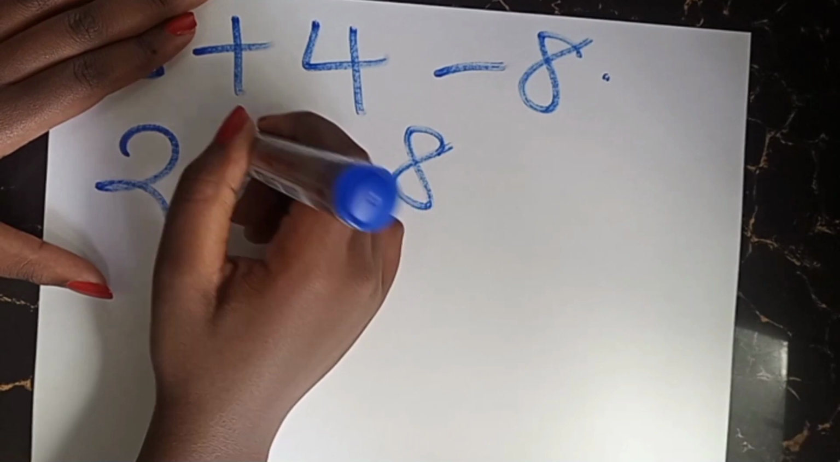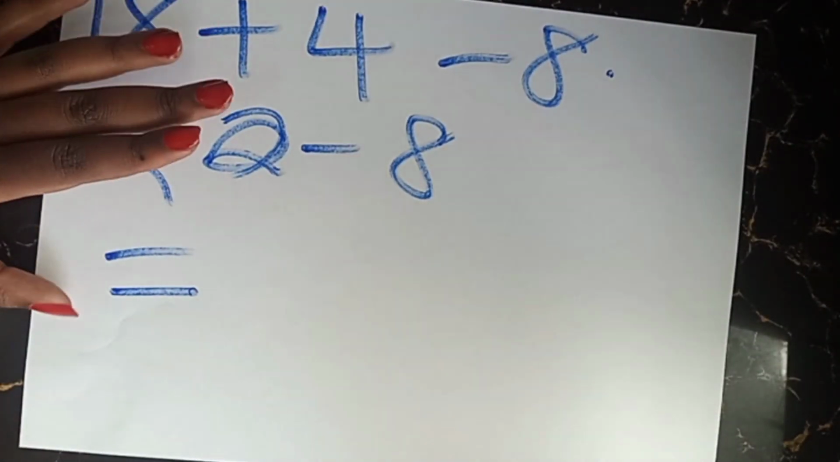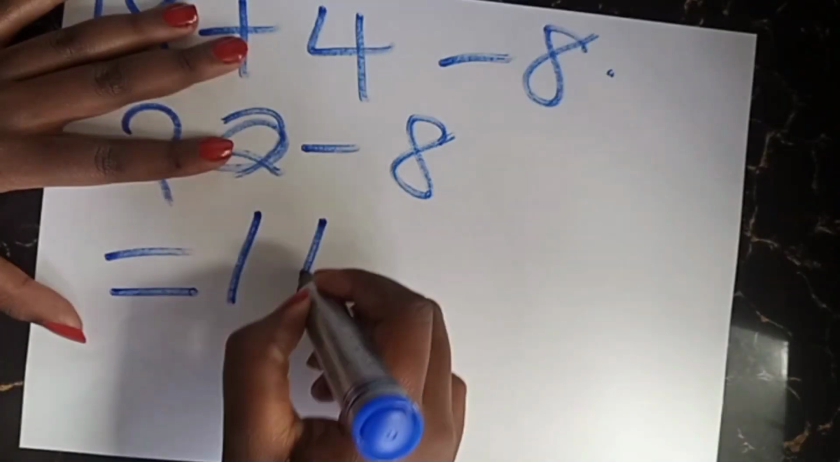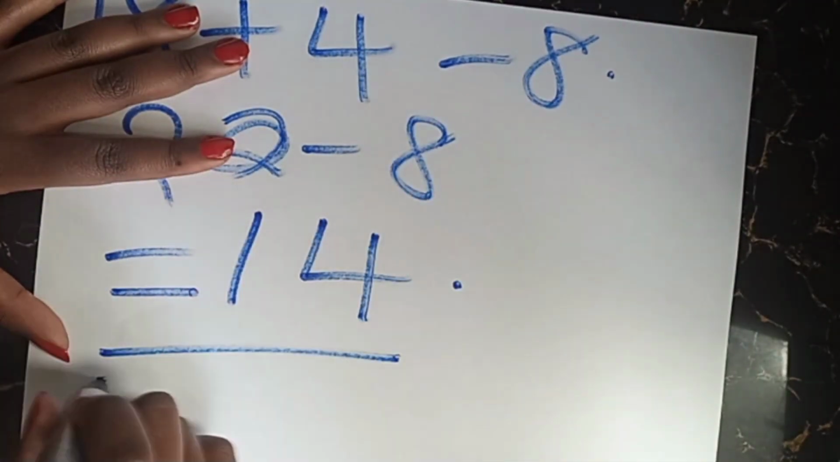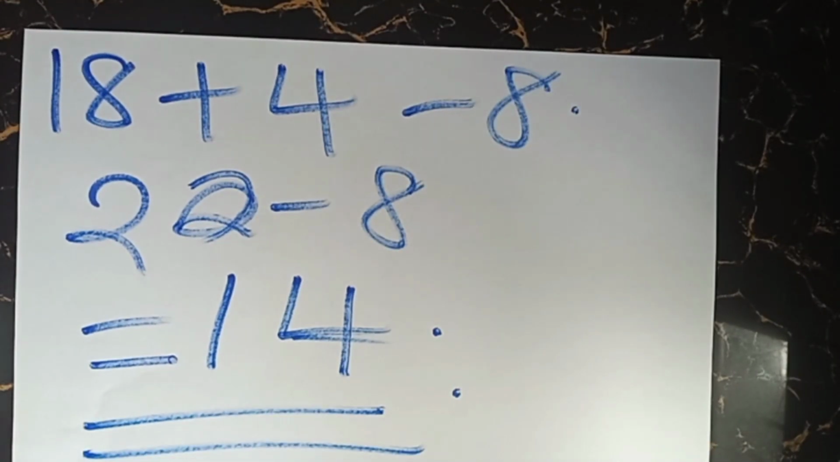This is a 2, eh? Don't know, it looks different. Okay, so 22 minus 8. What is 22 minus 8? 22 minus 8 is 14. Okay, and that is the answer to that question. Are you together? Have you understood?